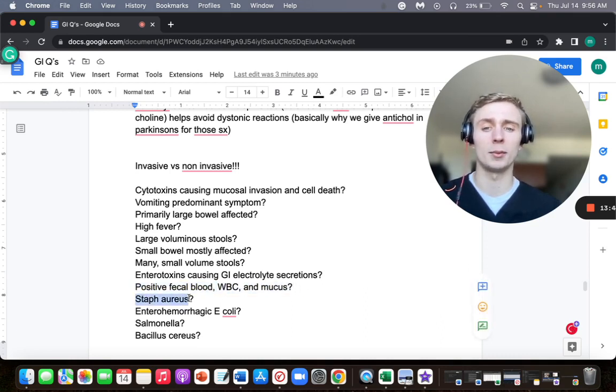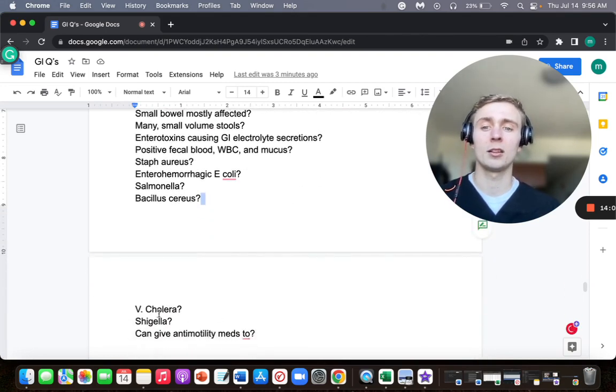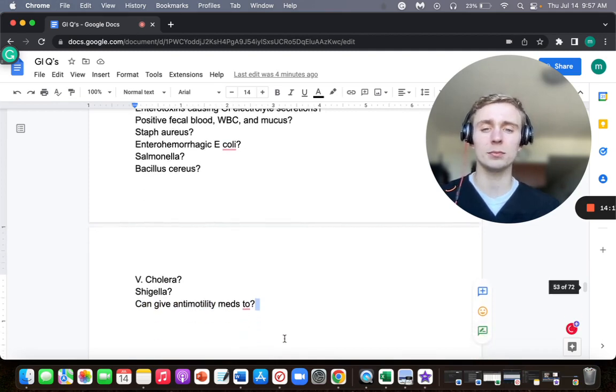Which one is more commonly with Staph aureus? So Staph aureus is more what? Non-invasive or invasive? How about enterohemorrhagic E. coli? Which one is that? Invasive or non-invasive? Salmonella? Which one is that? Invasive or non-invasive? Bacillus cereus? Which one is that? Invasive or non-invasive? Vibrio cholera? Which one is that? Invasive or non-invasive? Shigella? Which one is that? And can you give antimotility meds to invasive or non-invasive diarrhea? Which one can you give antimotility meds to?